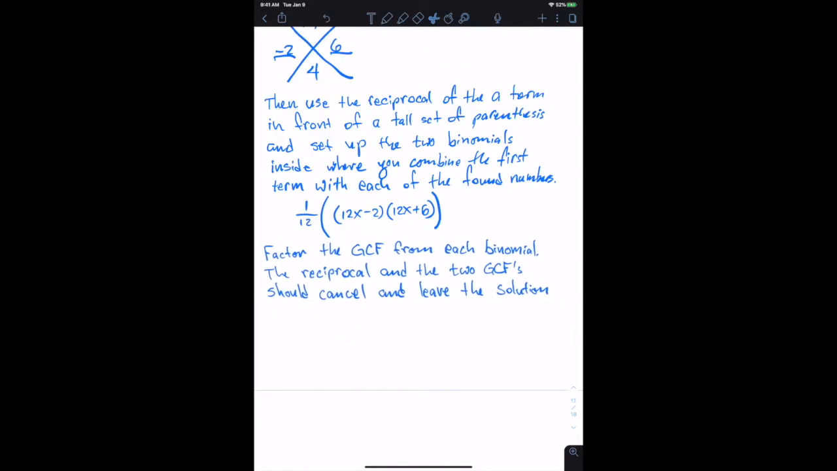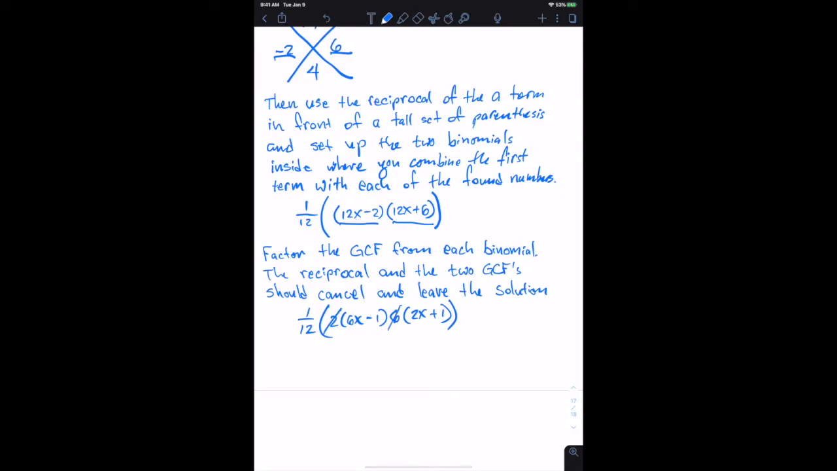Now the next step is to factor the greatest common factor from each binomial. The reciprocal and the two greatest common factors should cancel and leave the solution. So watch this. In this first part, factor out a 2. So we get 2 times 6x minus 1. And over here, we can factor out a 6. 6 times 2x plus 1. Put our tall set of parentheses and our reciprocal of the first coefficient in front. And notice what happens here.